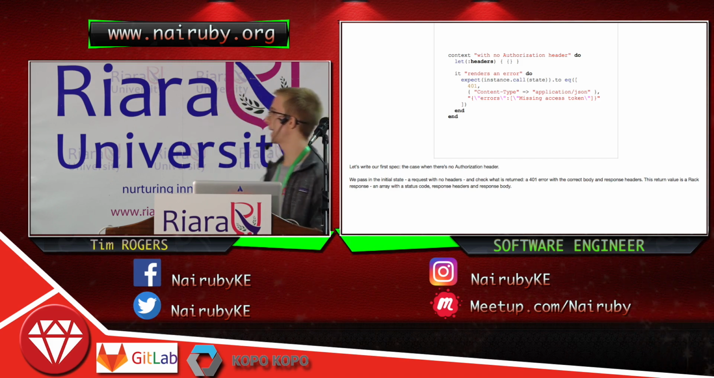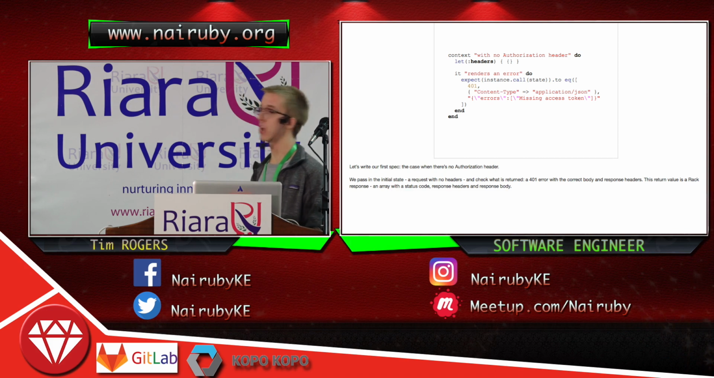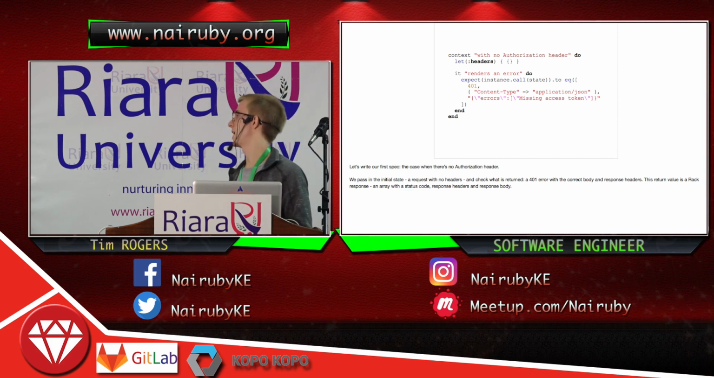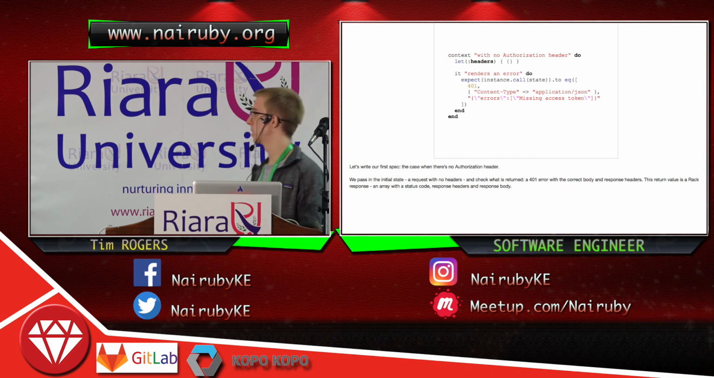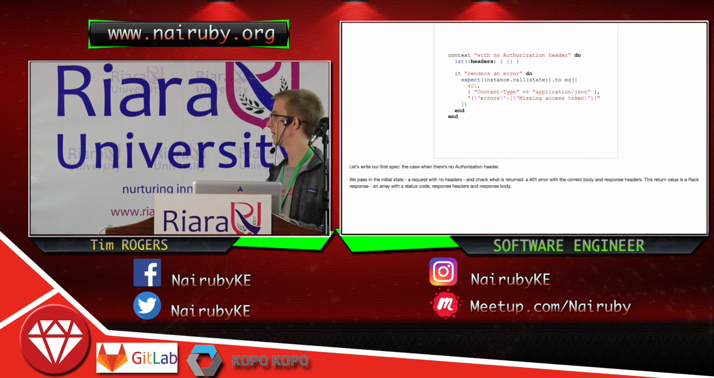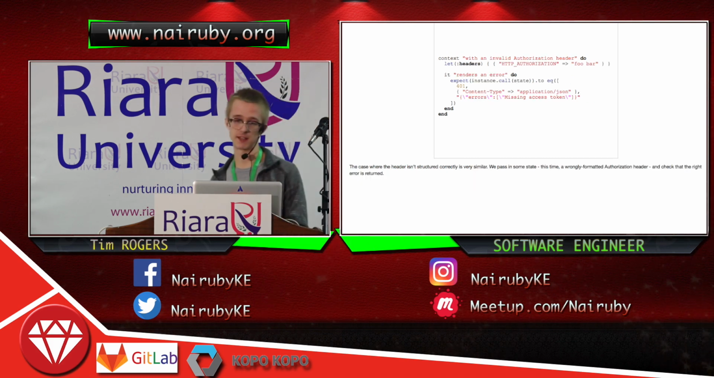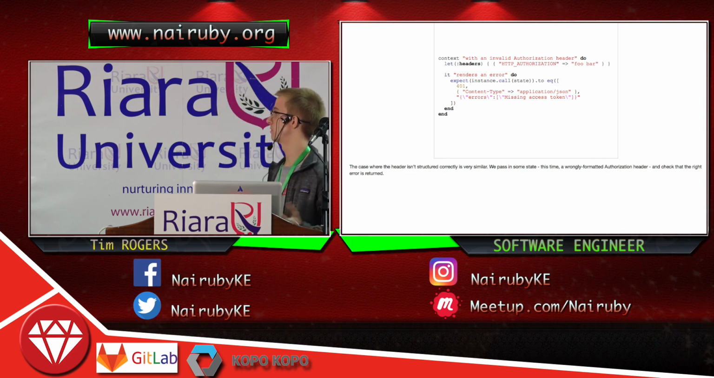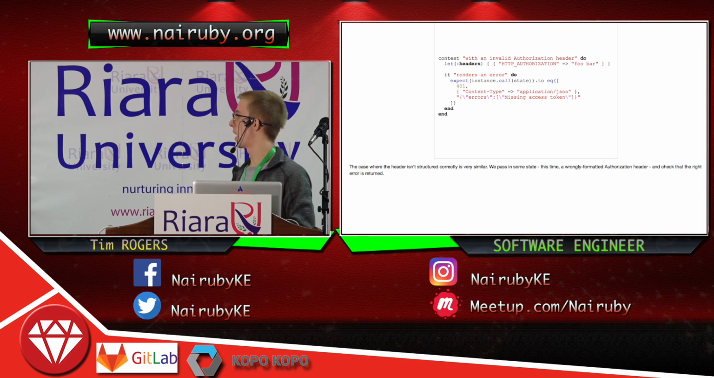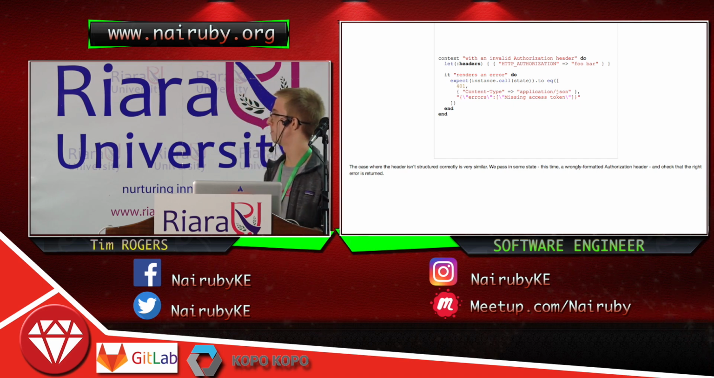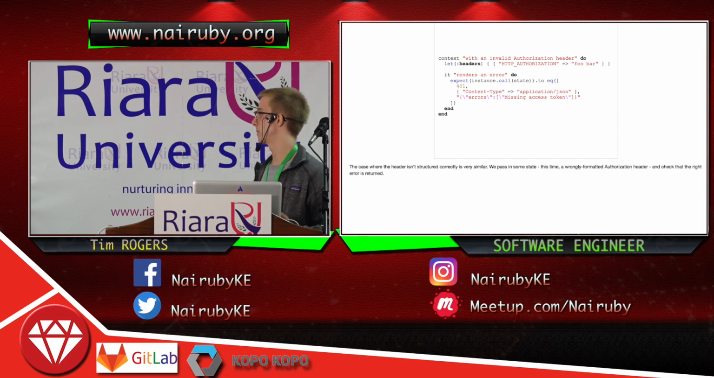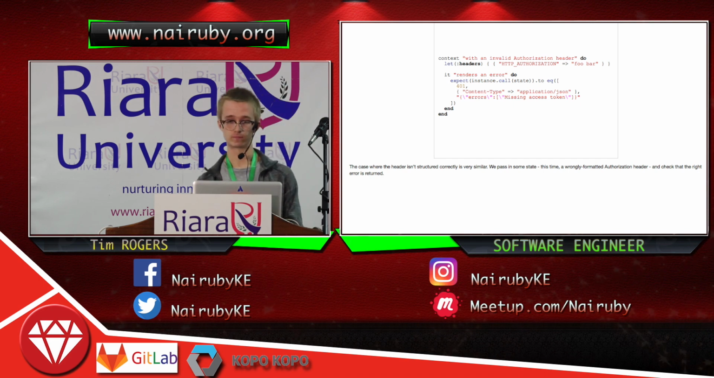So we pass in a blank set of headers, and then we check what response is returned. So here we expect this rack response with a 401 status, headers to say that it's JSON, and a body that says that the access token is missing. The case where the header isn't structured correctly is very similar. This time we pass in a header that doesn't start with bearer, and then we check that we get a similar error back.